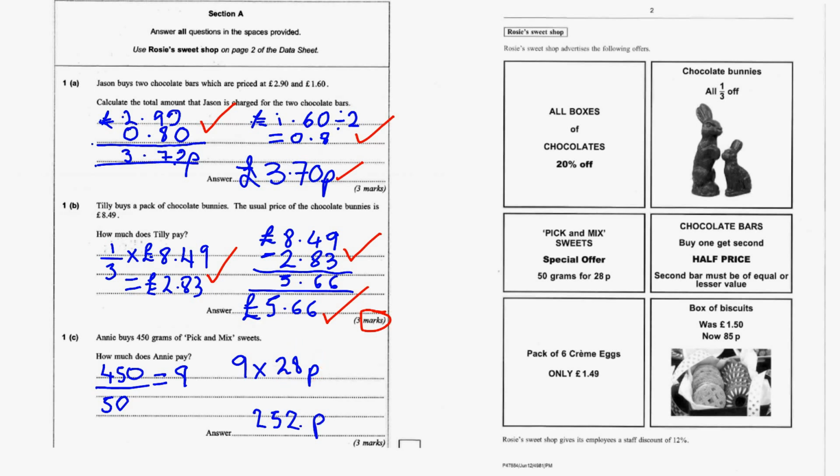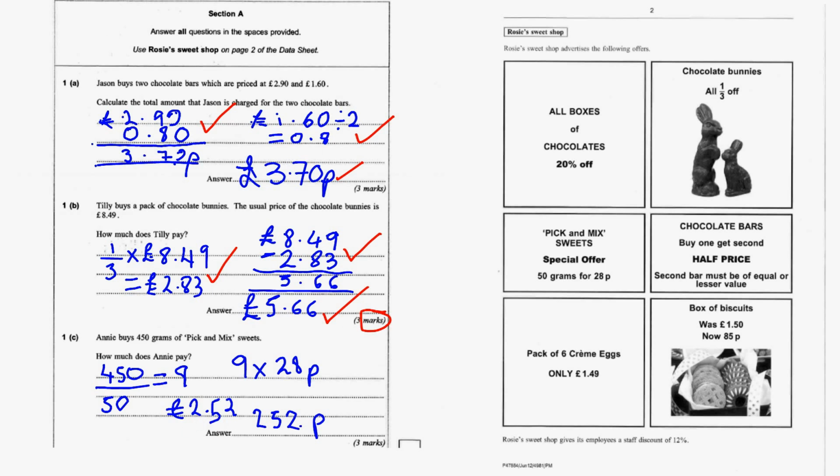Remember, I'm working in pennies. I haven't converted that into pounds. So if I was to convert that into pounds, this will give me the answer of £2.52. So the answer I've originally given you is in pennies, but if you want to convert it into pounds and pence, all you do is divide it by 100, so that's where the decimal point goes, and you get £2.52. Hope you got the right answer.